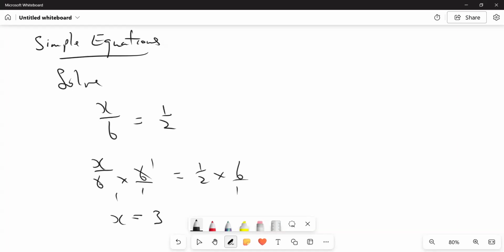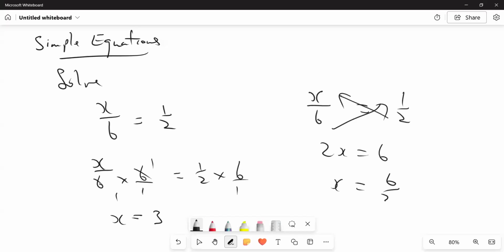There is a thing I heard about, cross multiplying, and some people might do this. So you cross multiply like that, and you get 2x equal to 6. x then is equal to, you take down the 2 and divide, 6 over 2, x equals 3. Same thing.